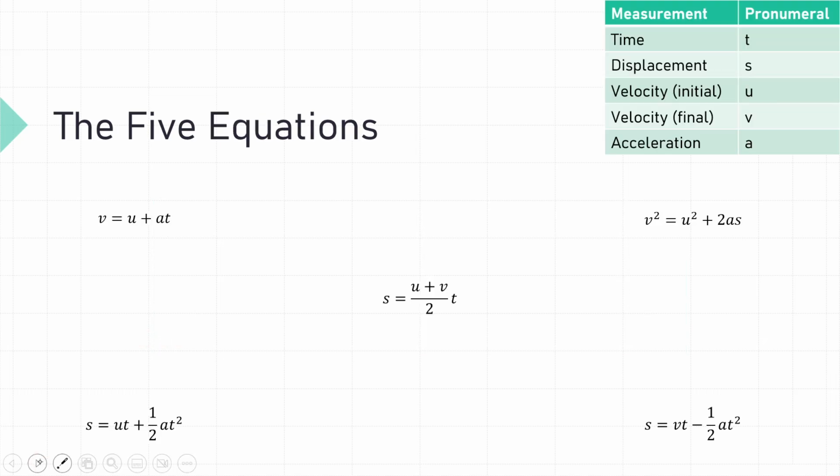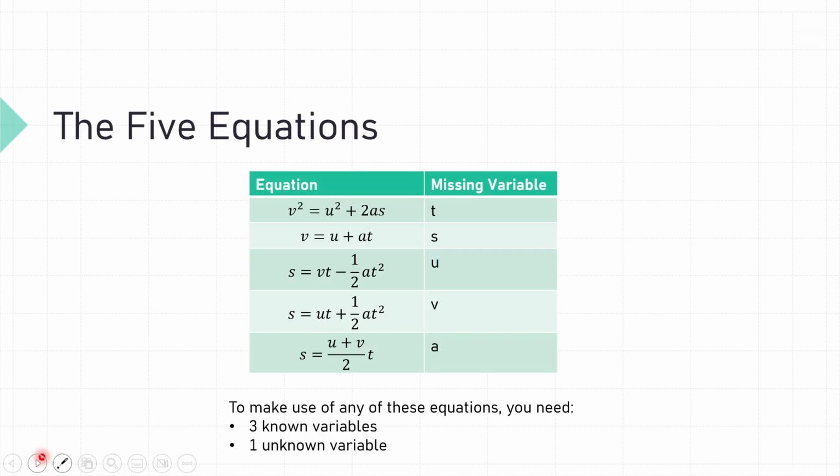So here we have the 5 equations. This is one of our more common and simple ones. V equals U plus AT. We have S equals UT plus half AT squared. S equals U plus V over 2, all multiplied by T. We've got V squared is equal to U squared plus 2AS, as well as S is equal to VT minus half AT squared.